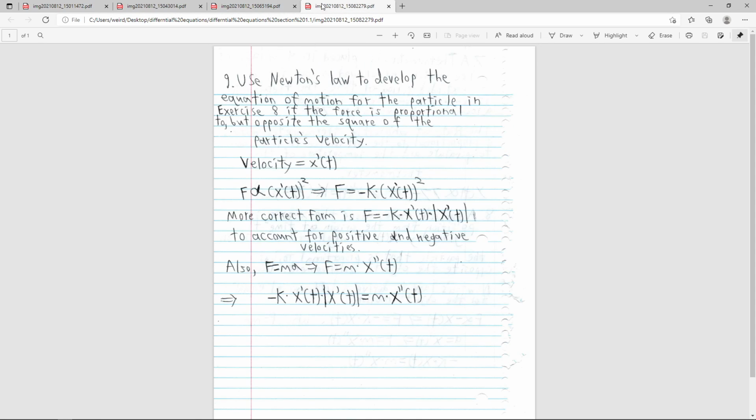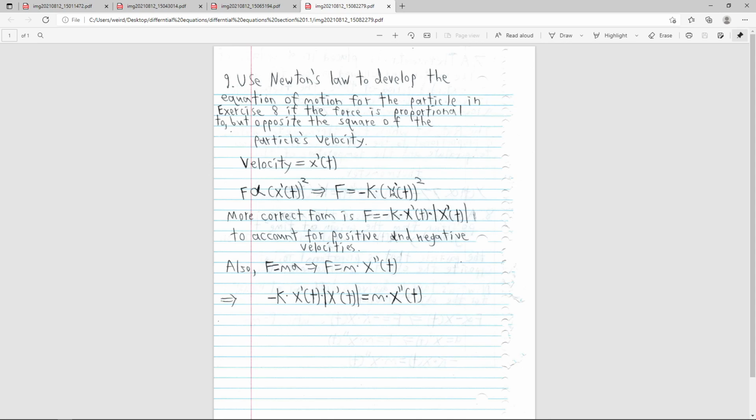But there's one more Newton's problem to look at: use Newton's law to develop the equation of motion for the particle in exercise 8. If the force is proportional to but opposite the square of the particle's velocity, we can quickly write that velocity equals x prime of t. That's a fact; velocity is the first derivative of position, basic knowledge of physics. F is proportional to x prime of t squared, because it's proportional to but opposite the square. So F equals negative k, the proportionality constant, times x prime of t squared.